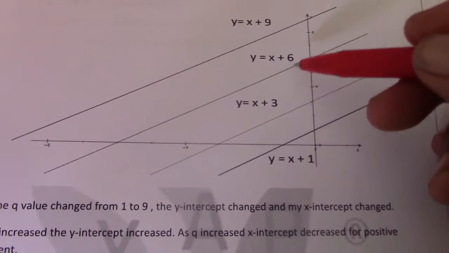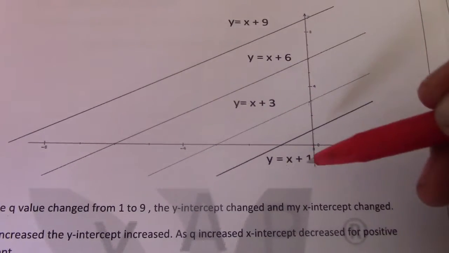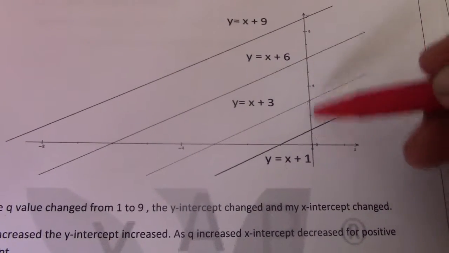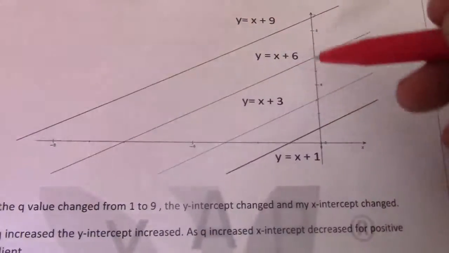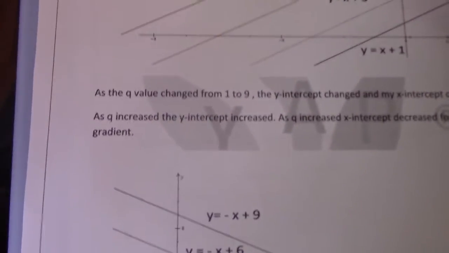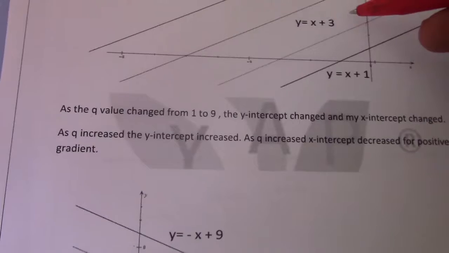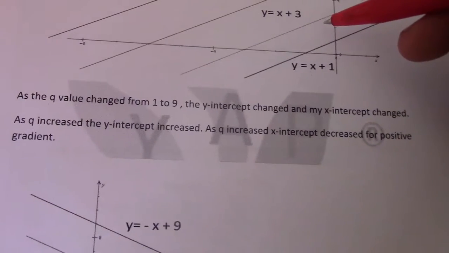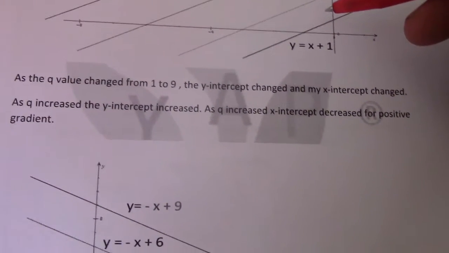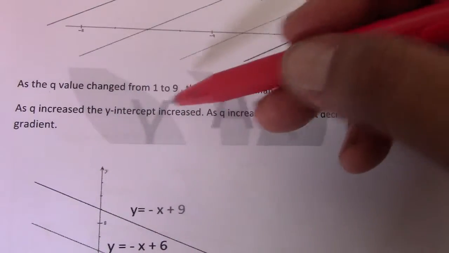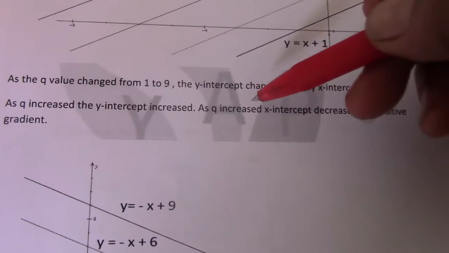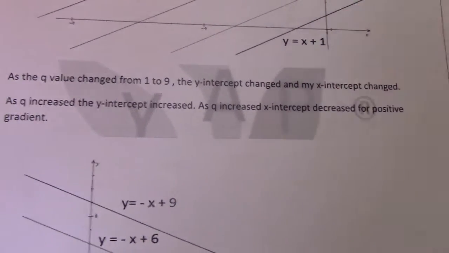So as I increase my q value without changing my gradient, my a value, the graph shifts up, it's translated up, but at the same time I'm also modifying my x-intercepts for a straight line. Right? So as q increases, the y-intercept increases. As q increases, the x-intercept decreases for positive gradient. So q increases, y-intercept increases, directly proportional. q increases, x-intercept decreases, inversely proportional.